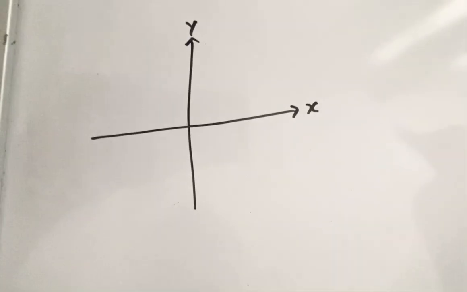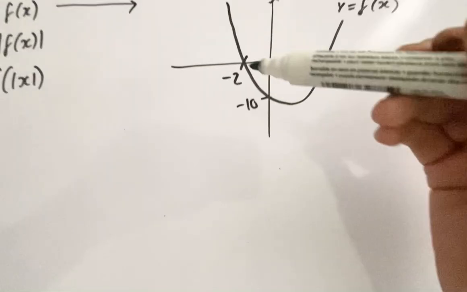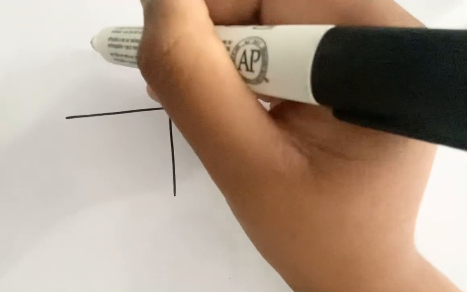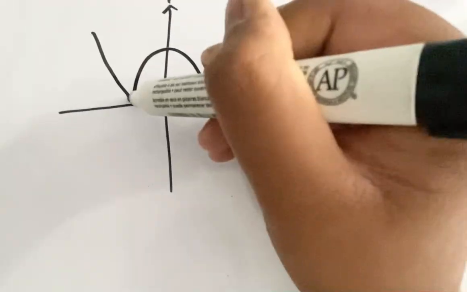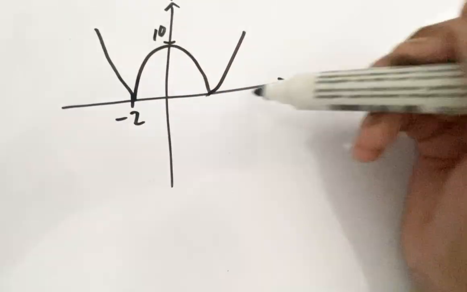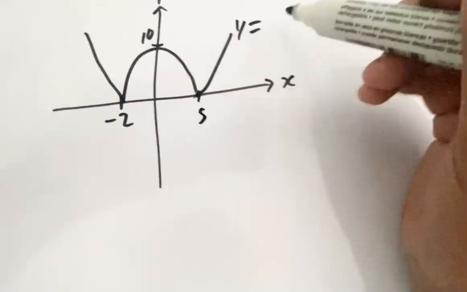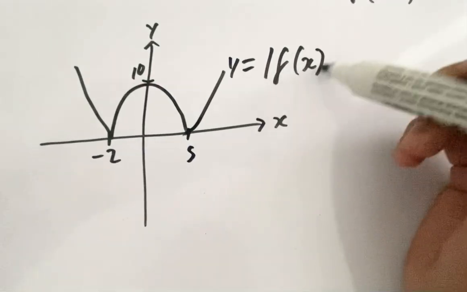For the modulus of f of x, all we do is reflect the part that was below the axis in the x-axis. So instead, it's going to be above, like this. This is going to be minus 2, this is going to be 10, this is going to be 5. This is y equals the modulus of f of x.